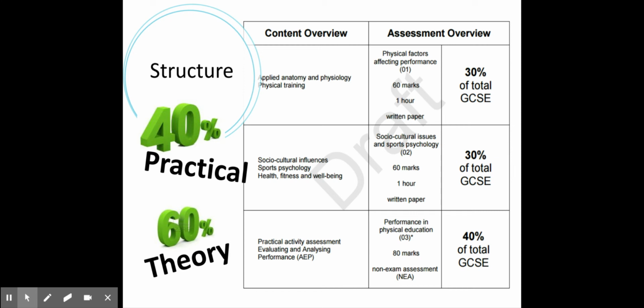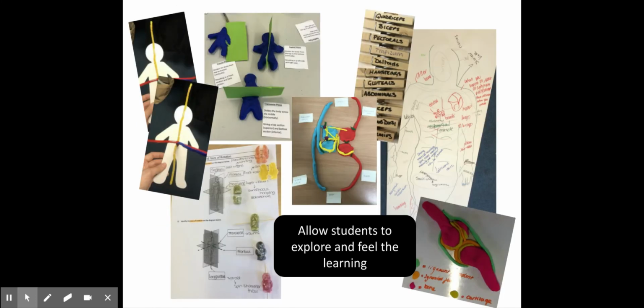The practical component is split into 4 sections. You perform in 3 sports, as well as do a written controlled assessment, which is an evaluation of performance, and you create an action plan to improve that performance, which draws on the theory knowledge you have learned throughout the course. Now, the unique learning environment that we use, we try as much as we can to do hands-on learning.